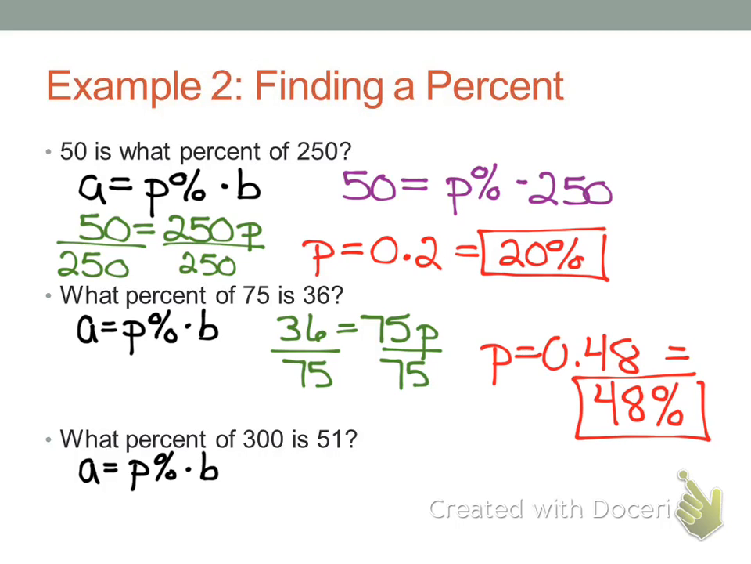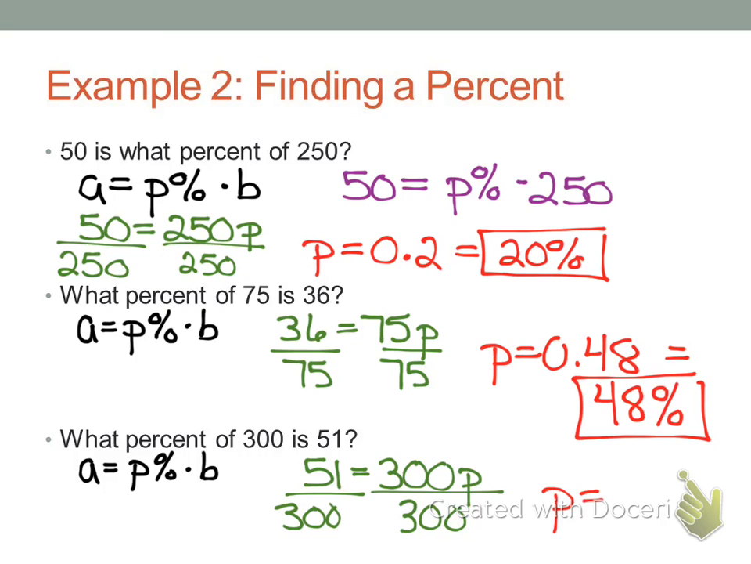All right, go ahead and solve the third one now. What percent of 300 is 51? What do I plug in for A? 51 equals 300p. What do I divide both sides by? 300. Very good. And what does P equal? 0.17, which is what? 17%. P equals 17%. I'm okay if you just write 17% and you don't even write the decimal number, because I know that you just mentally changed that decimal to a percent. The percentage is the answer I'm looking for.